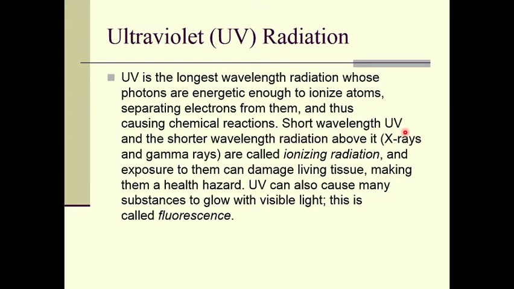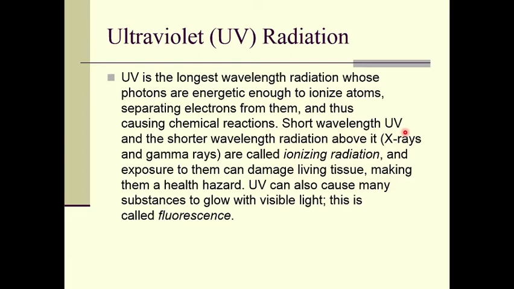UV is the longest wavelength radiation whose photons are energetic enough to ionize atoms, separating electrons from them and thus causing chemical reactions. Short wavelength UV and the shorter wavelength radiation above it, that means X-rays and gamma rays, are called ionizing radiation, and exposure to them can damage living tissue, making them a health hazard. UV can also cause many substances to glow with visible light.